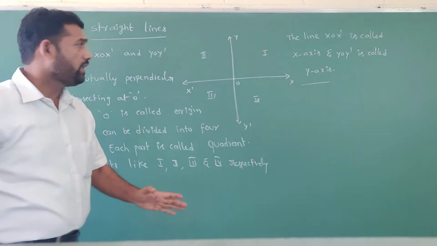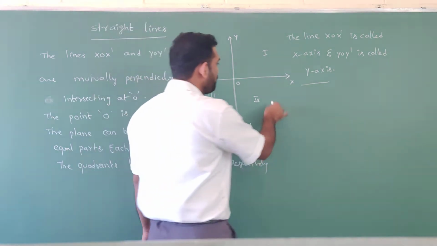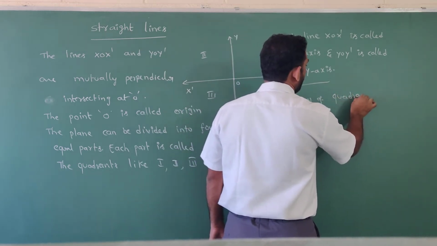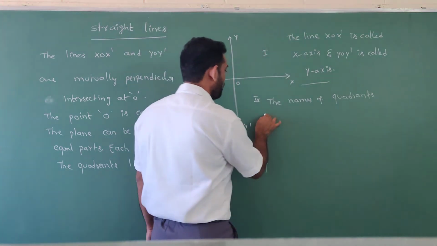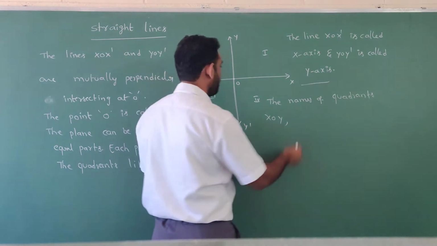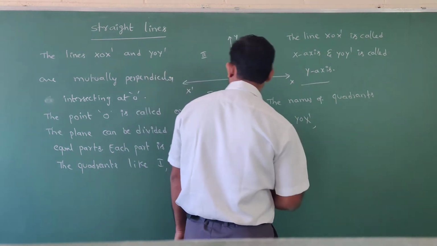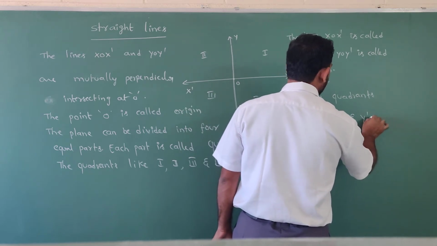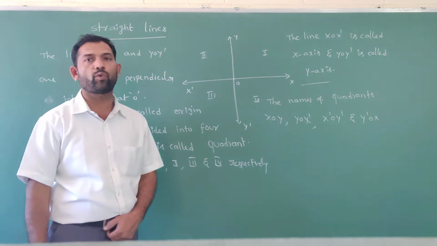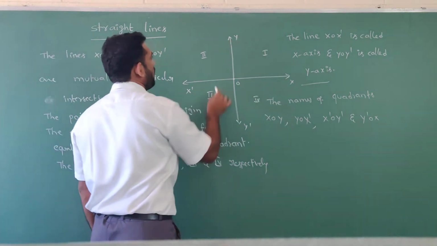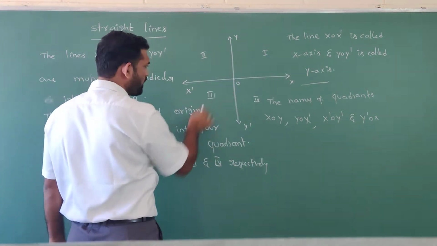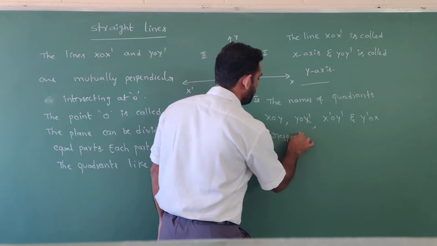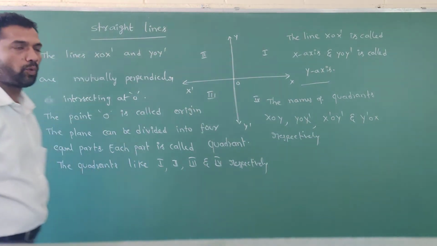So here, the names of quadrants: XOY, YOX', X'OY', and Y'OX, respectively. These are the four quadrants. Note down all the points respectively.